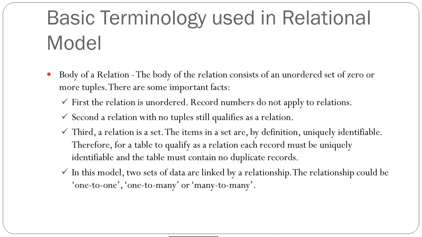Now, the body of a relation. The body of a relation consists of an unordered set of 0 or more tuples. The facts are these: the relation is unordered, and record numbers do not apply to the relation. So if our relation is unordered, then the number is not automatically applied.